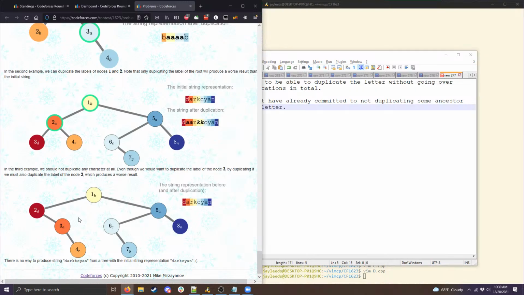An example of this is in the third sample test case. Here we start with the D, but the next letter after D is A, and since D is greater than A, we don't want to duplicate D. And so then we get to A, and the next letter after A is R, which is higher, so we want to duplicate A. But the problem is, if we duplicate A, then we would also have to duplicate its parent D, but we already said we don't want to duplicate D, and that was our first priority. And so since we've already committed to not duplicating D, we're not going to duplicate A, because duplicating A would force us to duplicate D, which we already don't want to do. So it turns out that these are the only conditions we need.